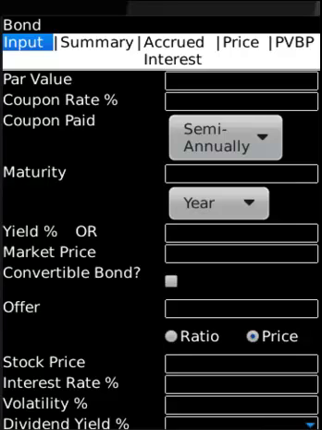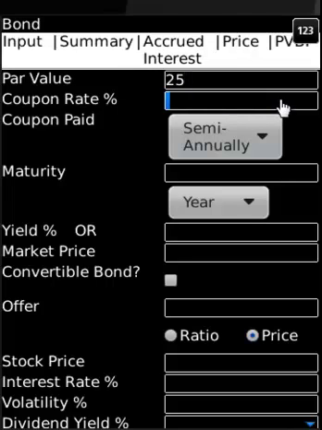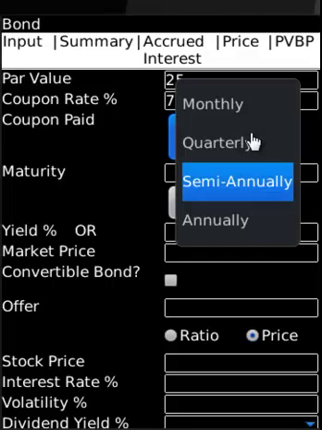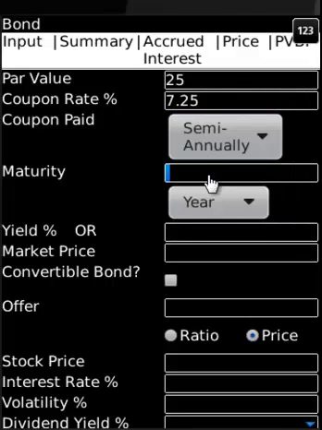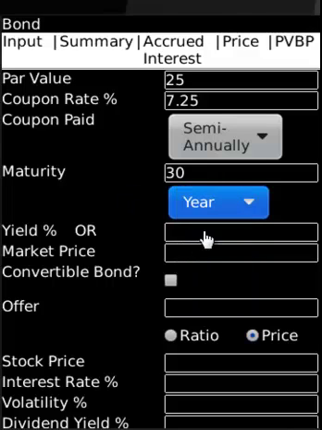The bond BlackBerry application calculates straight bond and convertible bond. It calculates accrued interest. So let us first deal with a straight bond. Say par value is $25 and the coupon rate is 7.25. Coupon is paid semi-annually, but you can also change to whatever frequency you would like, and maturity is 30 years. Again, you can specify the unit.